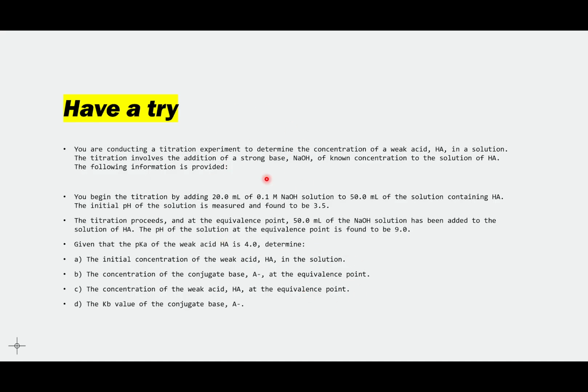Right, so this is also a question that I would like you guys to have a try with, right? It's a situational question. You have 3 bullet points of information and you need to give us the initial concentration of the weak acid, the concentration of the conjugate base, the concentration of the weak acid, all at the equivalence point, as well as give us the pKb value of the conjugate base, right? But the question is there, see if you can find the answer, all right?